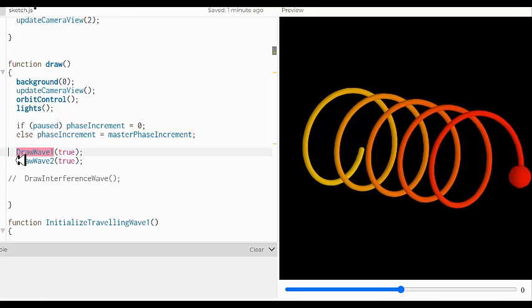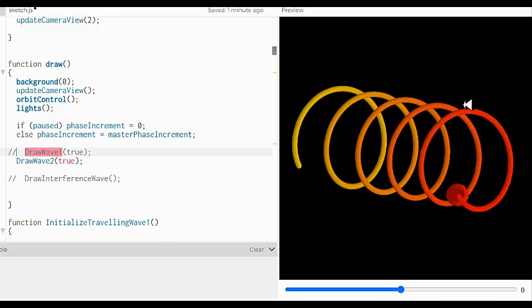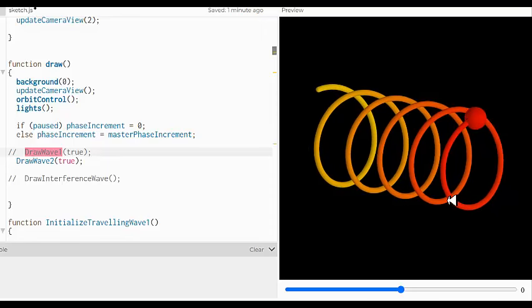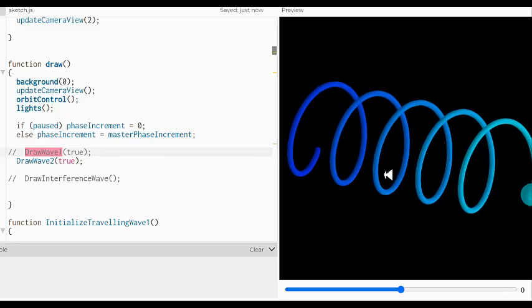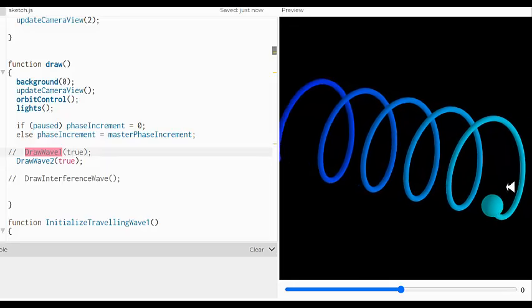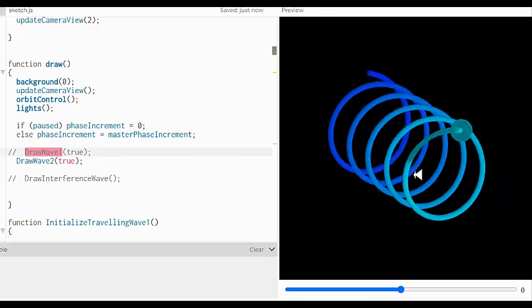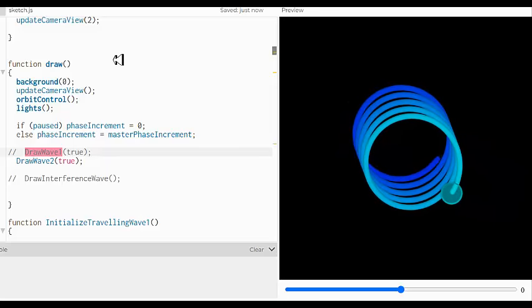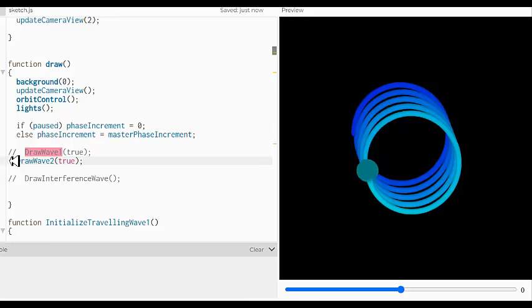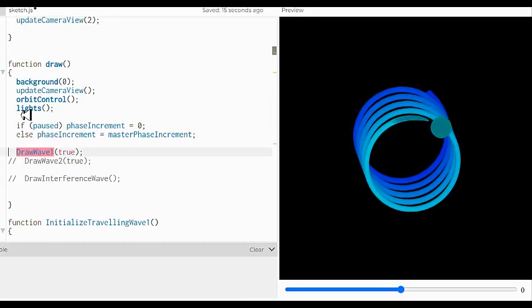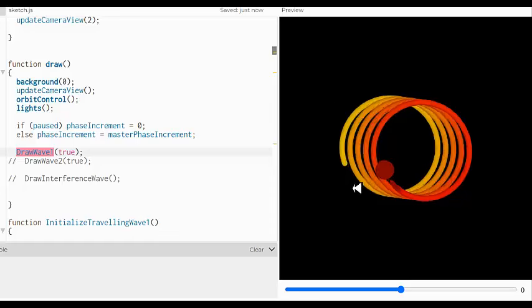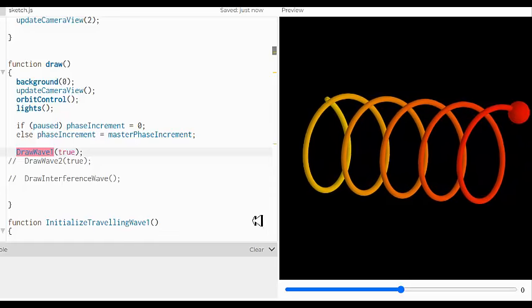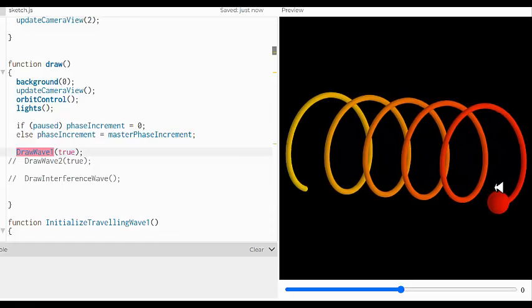Here I'm calling it wave 1, the red wave, and now I'm going to draw the blue wave, and you can see that it is propagating in the same direction and the circle is moving counterclockwise. When I draw the red wave, you see the same thing. This circle is being drawn in the same direction, and this is the way that the wave is being generated, propagating from left to right.